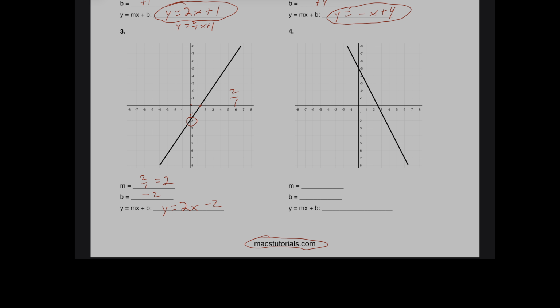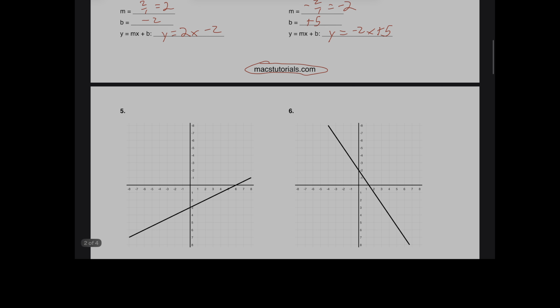Let's look at 4. It crosses at the 5, so my b is going to be a positive 5. I'll even write the plus there. And my slope, well, down 2 over 1, down 2 over 1, down 2 over 1. My slope is negative 2 over 1, or just a negative 2. So my y equals, my m is negative 2, x plus 5. And that's how we interpret a graph and get to an equation.